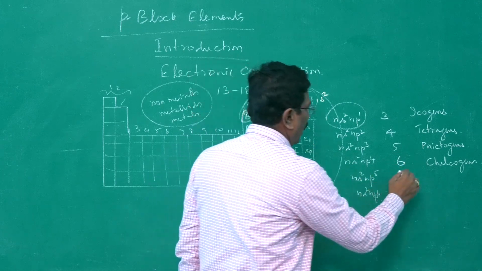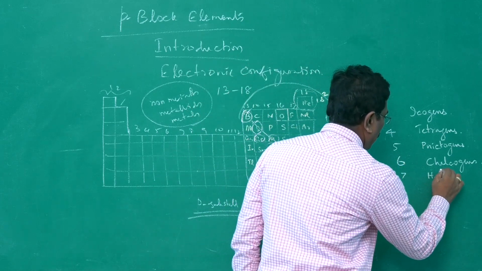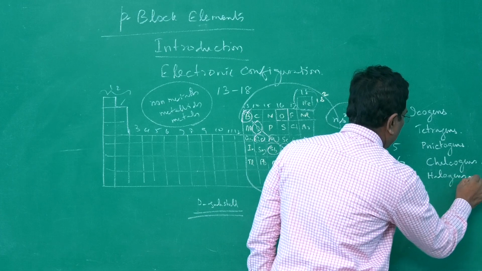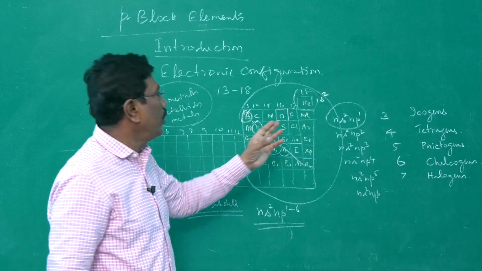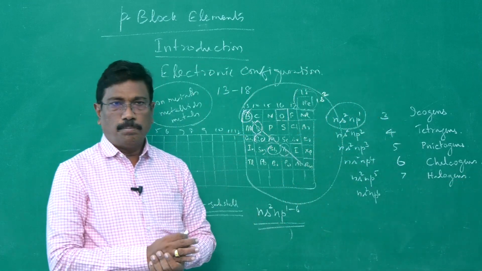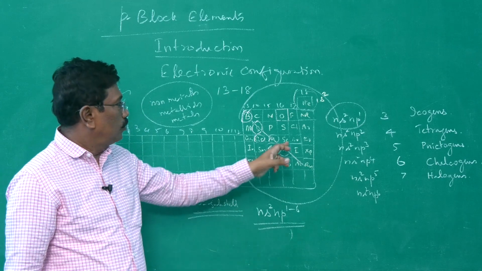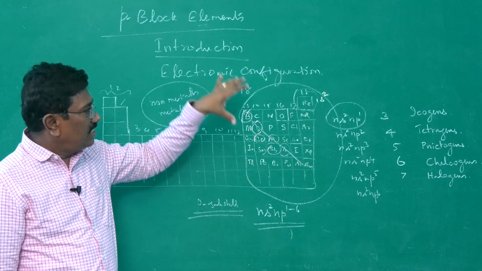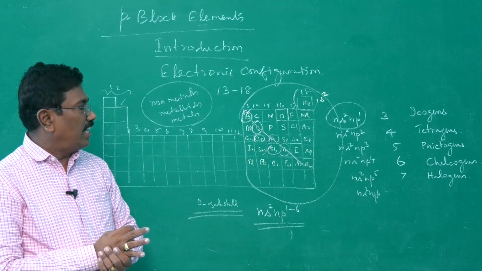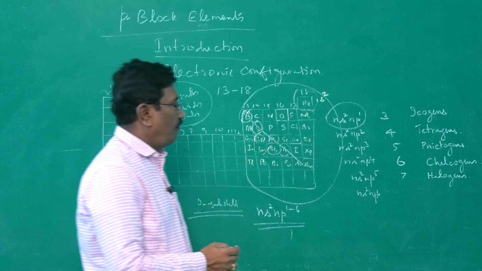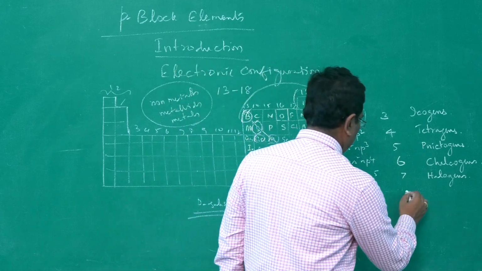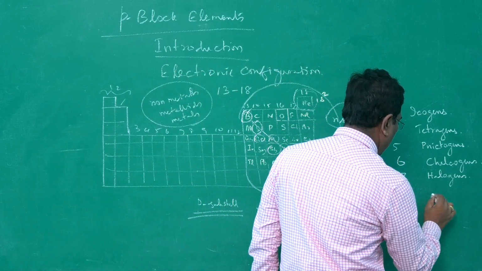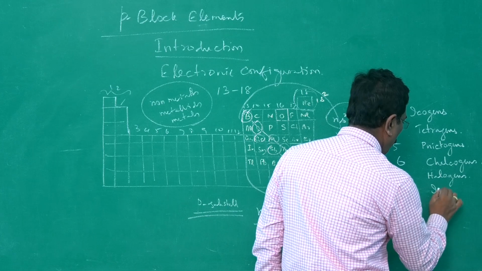The 7th group, halogens, salt producing. Sodium chloride, very common salt, present in seawater. Sodium bromide, potassium iodide, potassium chloride. So these elements form salts, and therefore they are referred to as halogens. And finally, noble gases are inert gases, or noble gases.